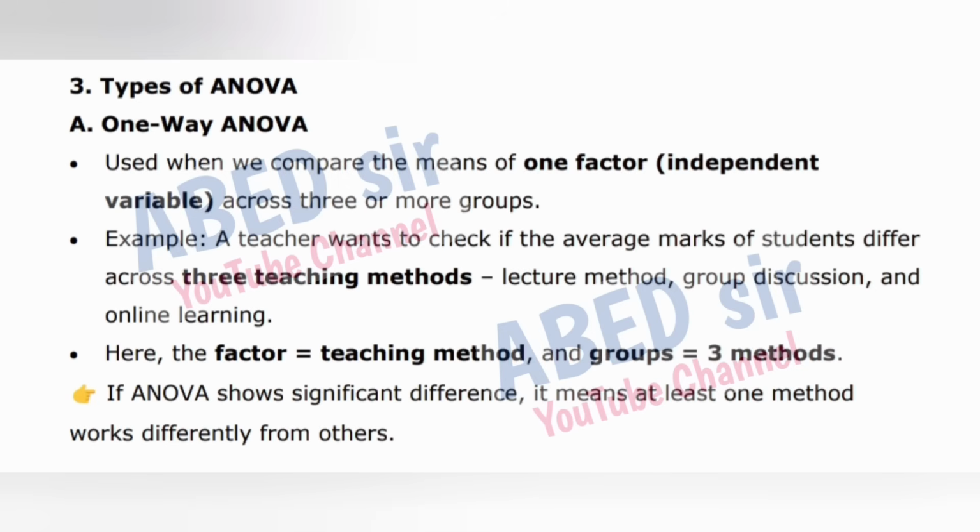3. Types of ANOVA. A. One-way ANOVA. Used when we compare the means of one factor, independent variable, across 3 or more groups. Example: a teacher wants to check if the average marks of students differ across 3 teaching methods: lecture method, group discussion, and online learning. Here, the factor is teaching method and groups are the 3 methods. If ANOVA shows significant difference, it means at least one method works differently from others.